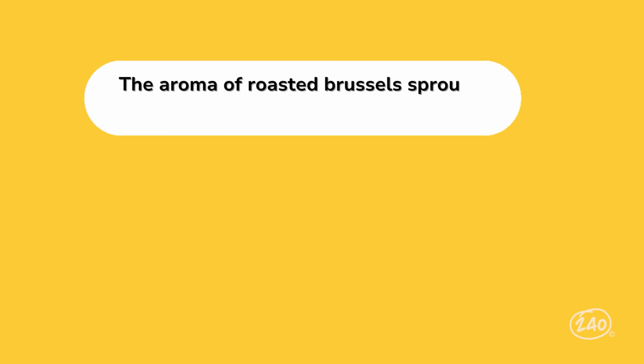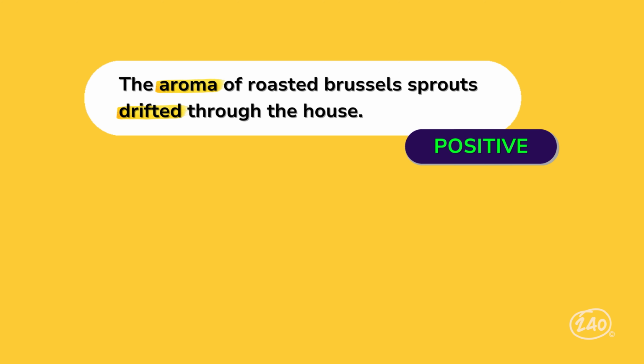The aroma of roasted Brussels sprouts drifted through the house. In this sentence, we can assume that the author enjoys eating Brussels sprouts based on the word choice of aroma and drifted. Both these words have a positive connotation. Let's look at another.